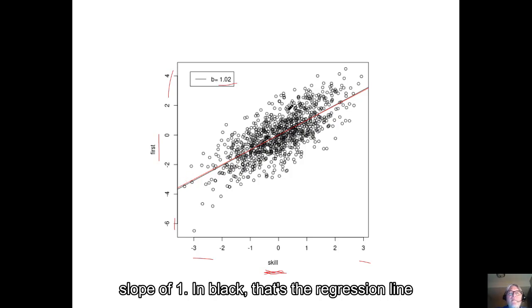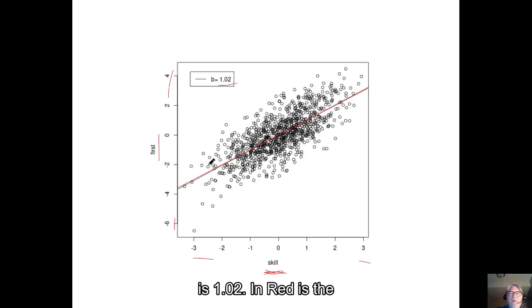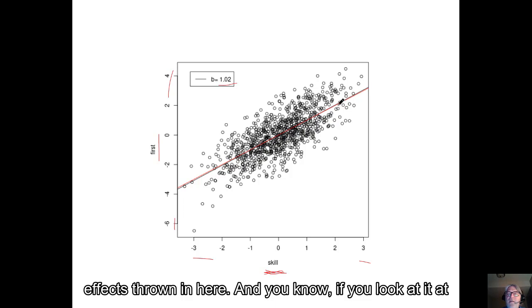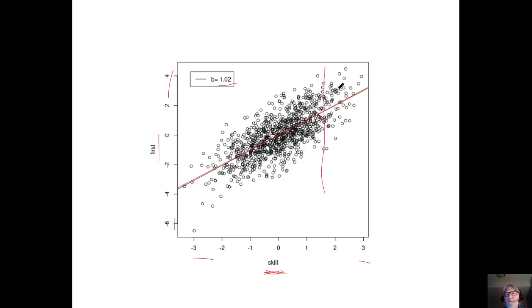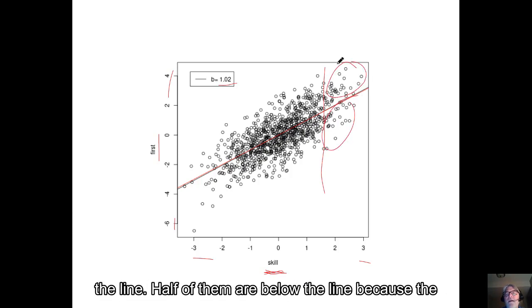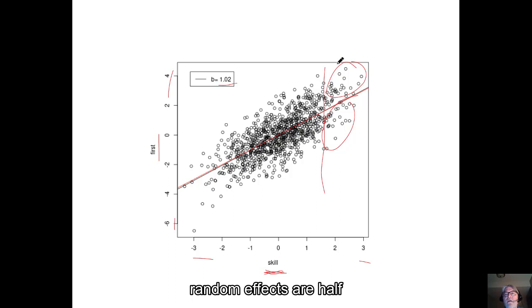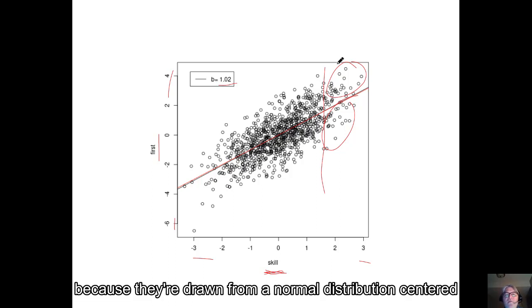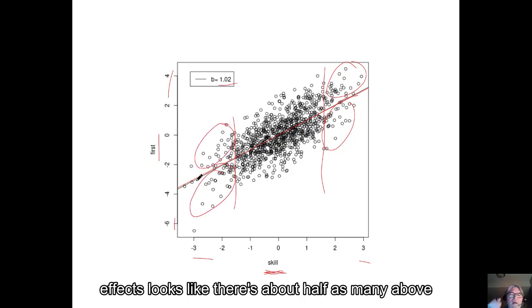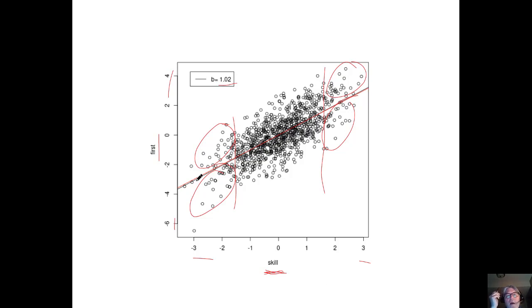This actually is a slope of 1. In black, the regression line is 1.02. In red is the perfect slope of 1 that we would expect because we just have random effects thrown in here. And if you look at some segment of the performers who are high skill, it looks like about half of those are above the line and half of them are below the line, because the random effects are half good and half bad, since they're drawn from a normal distribution centered around 0. Same thing if we looked at some of the lower skill individuals: there are about as many above and below the line because the random effects are completely normal.